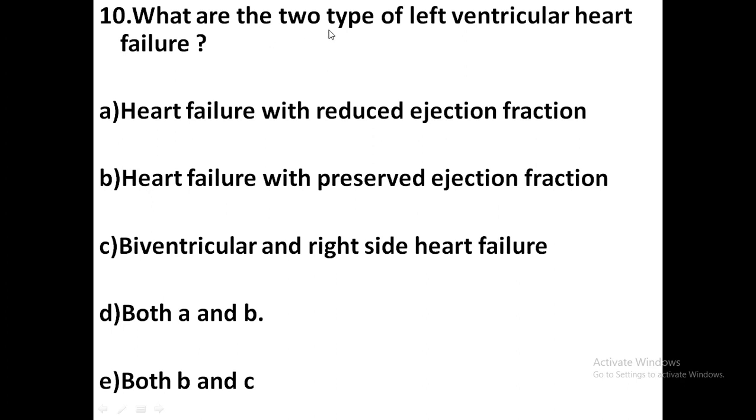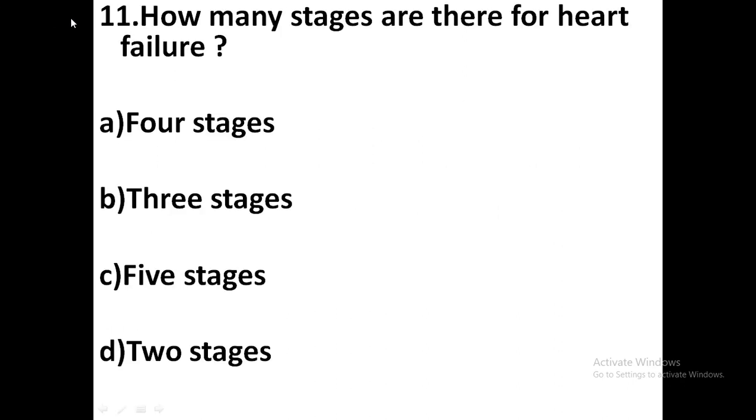10th one, what are the two types of left ventricular heart failure? Option A, heart failure with reduced ejection fraction. Option B, heart failure with preserved ejection fraction. Option C, biventricular and right side heart failure. Option D, both A and B. Option E, both B and C. Answer, option D, both A and B. The two types of left ventricular heart failure are heart failure with reduced ejection fraction and heart failure with preserved ejection fraction.